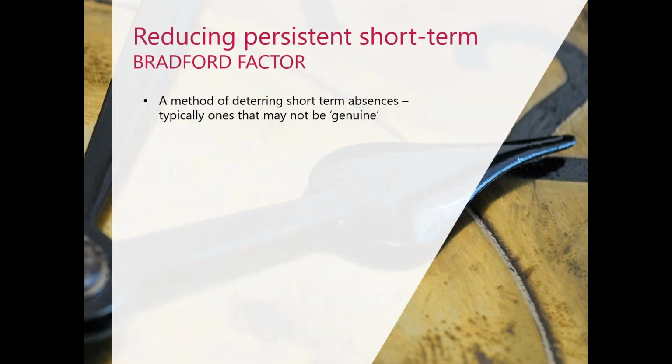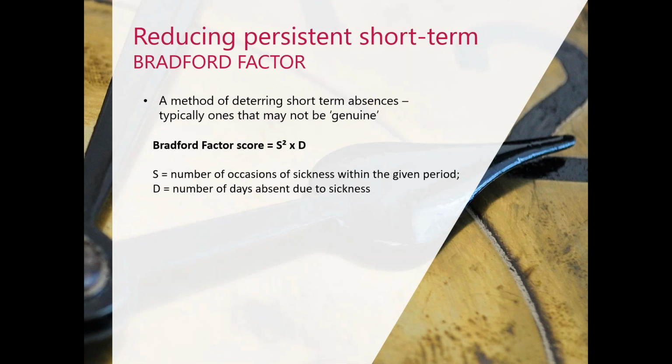So another approach that you can take is the Bradford Factor. You might have heard of this, you might even have implemented it already. But the Bradford Factor essentially is an equation which produces a score in respect of each employee based on their level of attendance. This is designed to capture persistent short-term absenteeism specifically. In effect, the equation would produce a higher score for people who have a higher frequency of absence rather than a long-term period of absence.